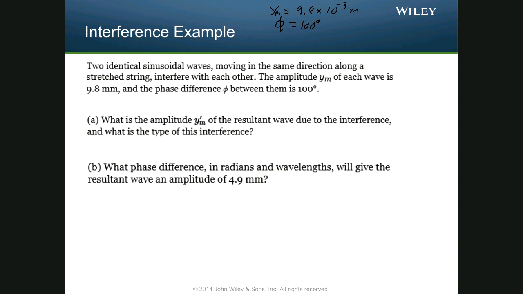So the first thing we have to do is look up or recall, right, that our y prime m, our new magnitude, is going to be equal to 2 ym, right, times cosine 1/2 phi. So this is just a plug and chug. We plug in y into this part. We plug in the phi here. Make sure your calculator's in the right mode, and you should be able to get your new y prime. Someone give me a number for it.